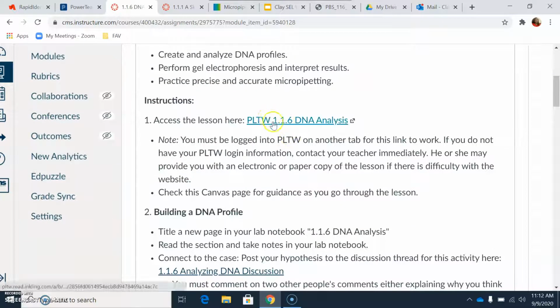To access that, you will need to click on this link. Make sure you're logged in, or if not, it's going to prompt you to log in.